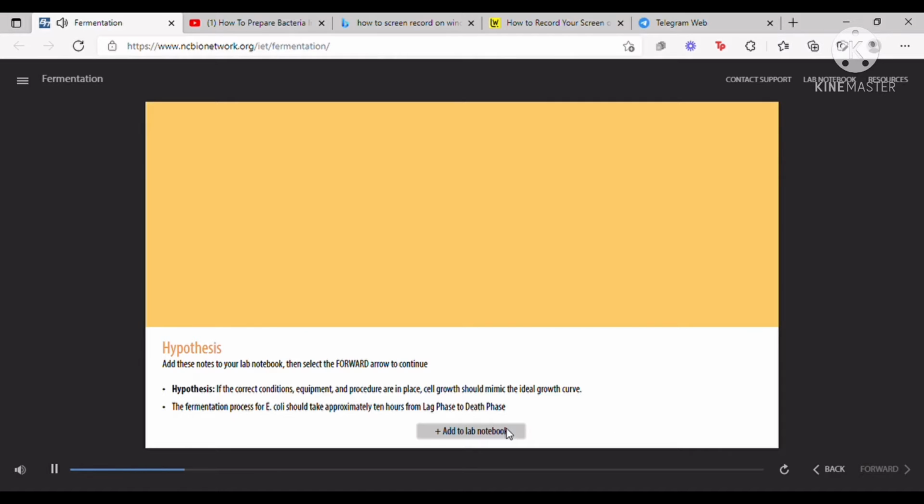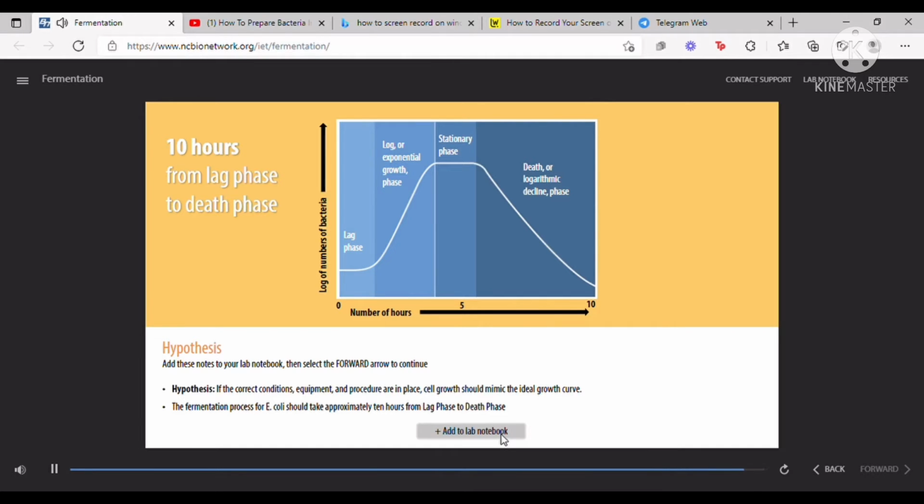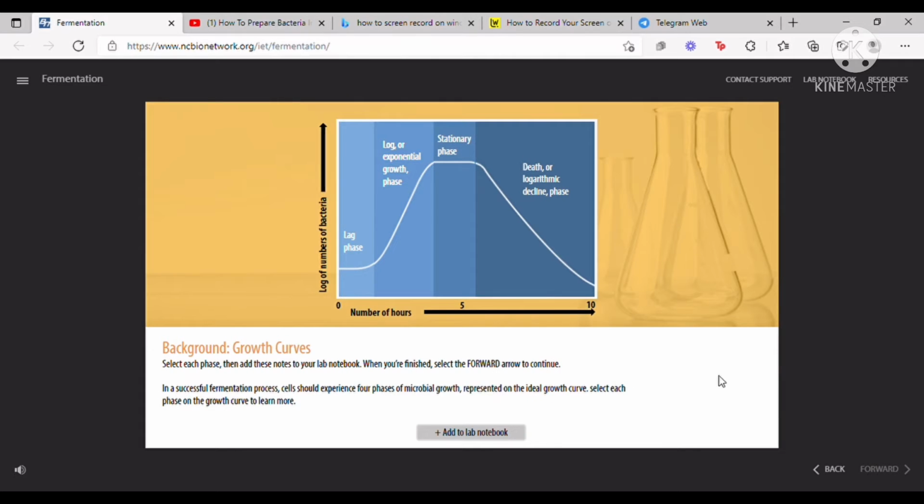As we move on, these are the phases of the cell growth, consisting of 4 phases. In this pre-lab, we will learn about all of it. It'll take about 10 hours for the growth, from the lag phase to the death phase. So I'll add it to my notebook and move forward.